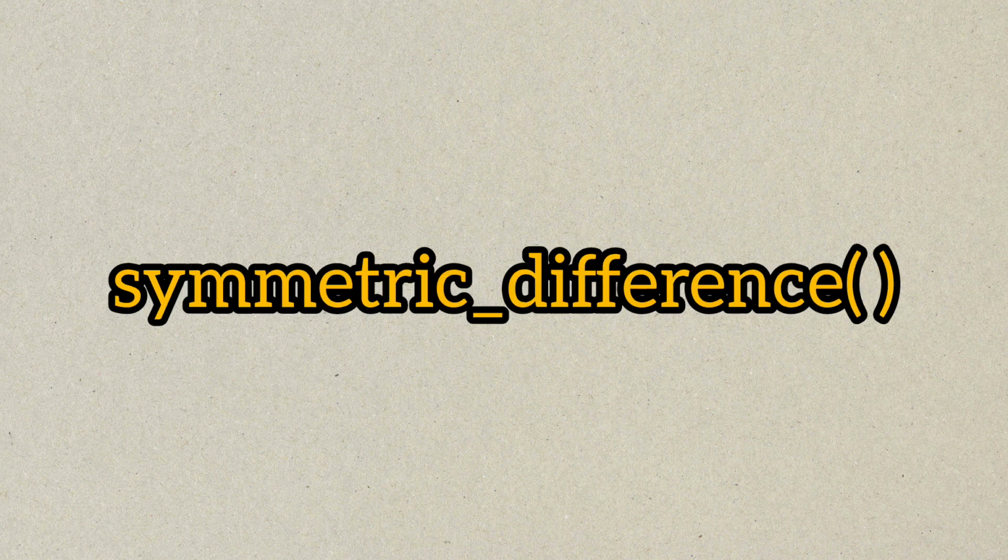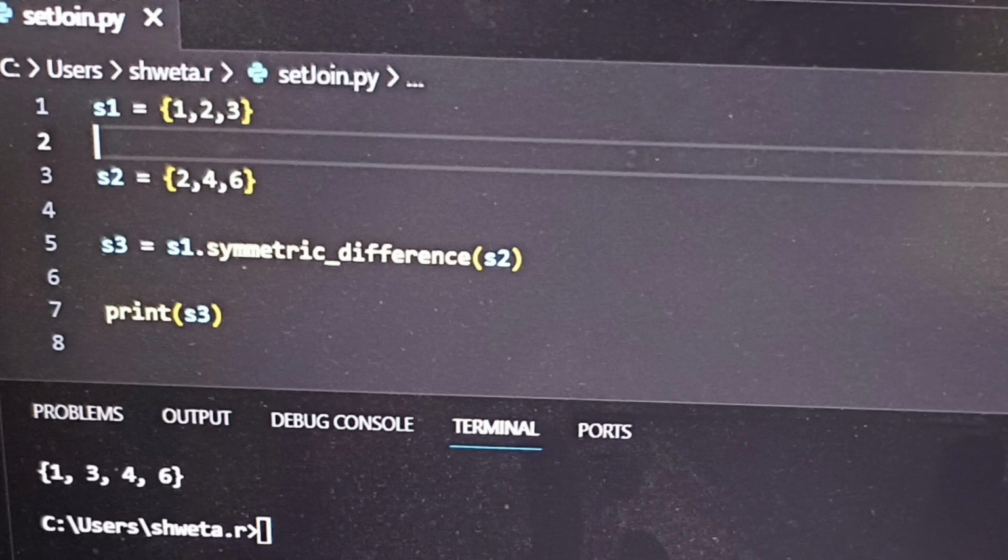Next is the symmetric difference method that will keep only the elements that are not present in both the sets. For example, here in S1 and S2, we are trying to find out the symmetric difference. So we will get the output as 1, 3, 4 and 6, which are not the common elements of both the sets. Other than the symmetric difference method, we have the caret operator to perform this action.